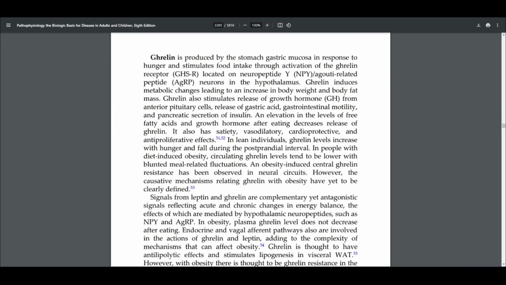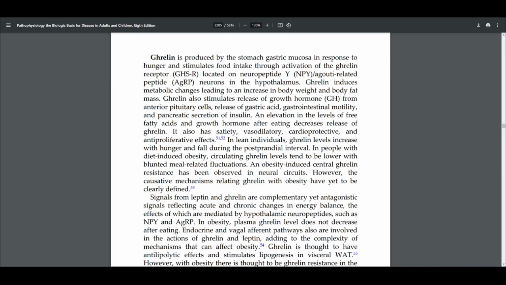Ghrelin is produced by the stomach gastric mucosa in response to hunger and stimulates food intake through activation of ghrelin receptors located on neuropeptide Y-agouti-related peptide neurons in the hypothalamus. Ghrelin induces metabolic changes leading to an increase in body weight and body fat mass.